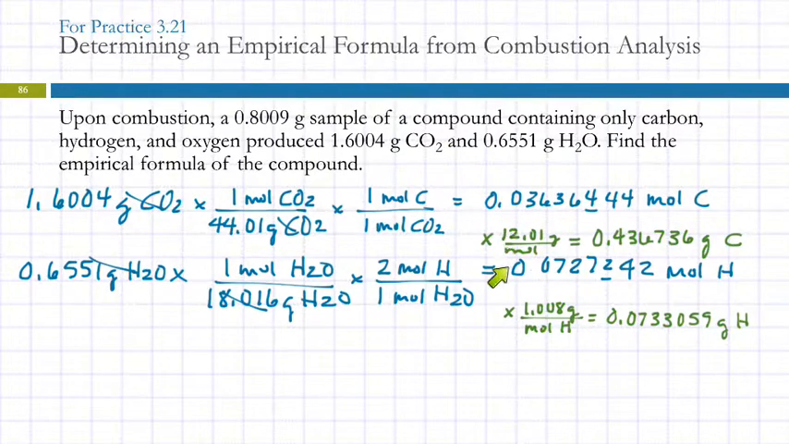I found the moles because I need those to do the empirical formula. But I also need to go one step farther and get the mass. So this is the mass of carbon. This is the mass of hydrogen. You can kind of look at that and see that those two added up do not equal 0.8009. The difference is the mass of the oxygen. So I'm just going to do this down in the corner here.